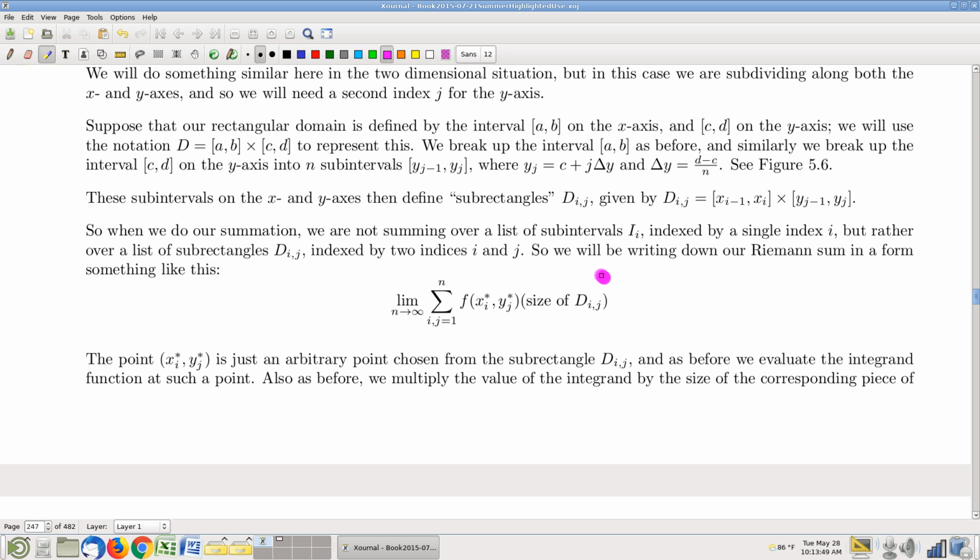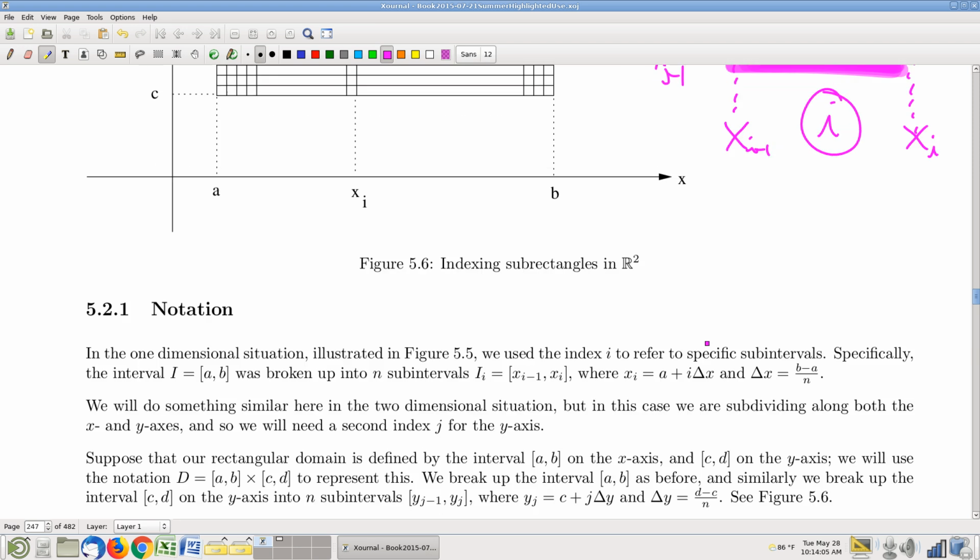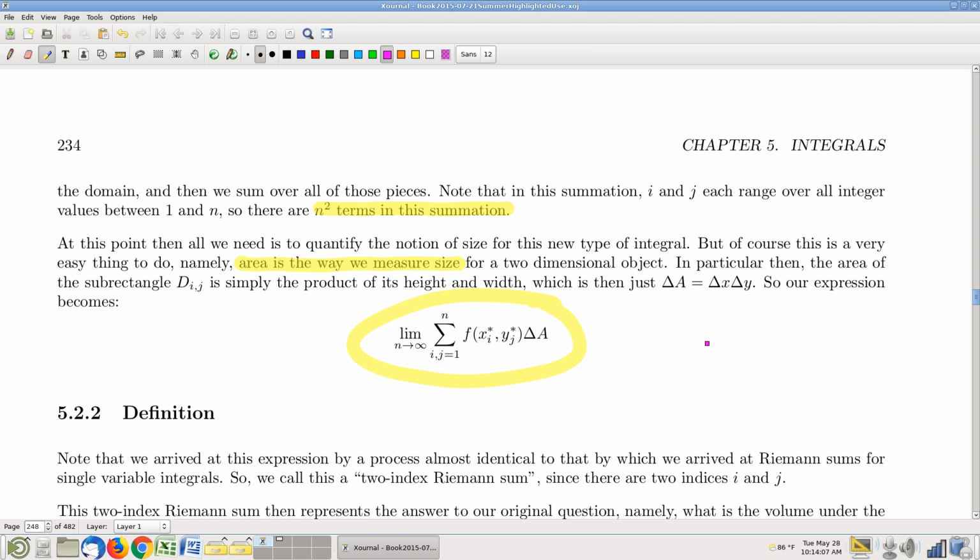Now, one little remaining detail. Let's get precise. What do we mean about the size of this piece, D sub ij? Well, size is height times width. The width is delta x. The height is delta y. So I think it's an easy appeal that the area we're looking for is delta x times delta y, and I'm going to call that delta A just for notational convenience. There's a total area, but this is the amount of that total area that's in that little piece.